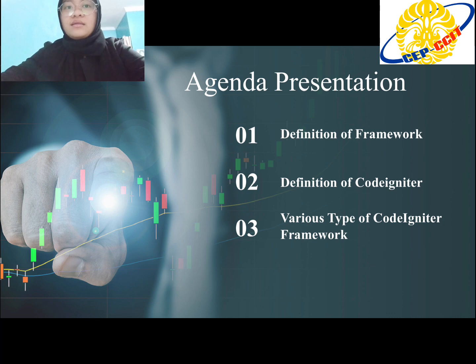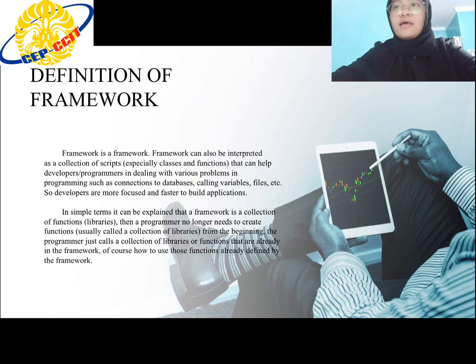In this presentation, we have the agenda for presentation. The first one is definition of framework. The second one is definition of CodeIgniter. And the third one is various types of CodeIgniter framework. And for the very first slide, we have definition of framework.